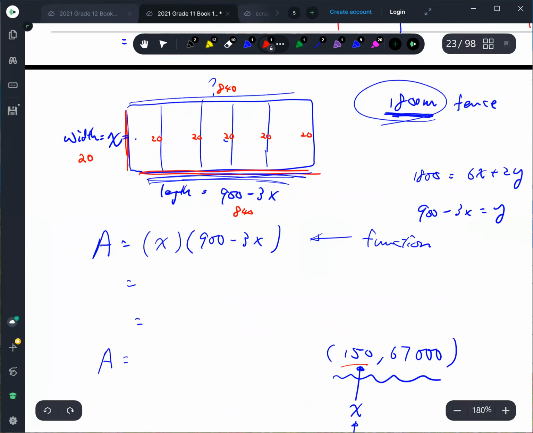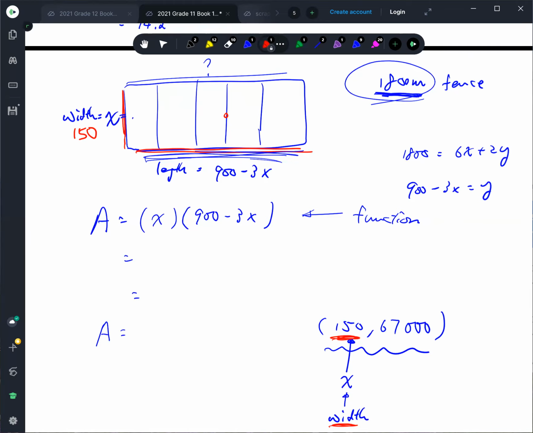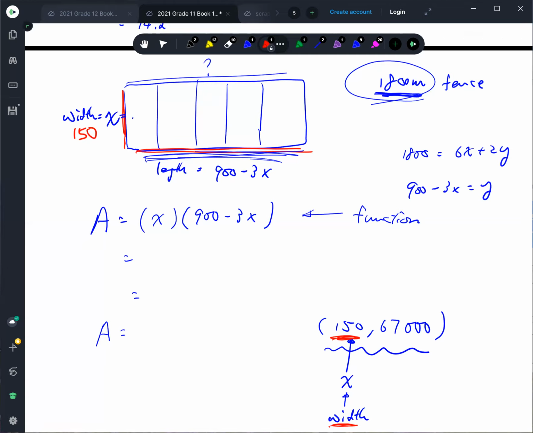So back to the question, right? You found the vertex. The x is the width. How do you find the length? You plug it into the 900 minus 3x. Okay, what do you get? Can you tell us? 4,500. Try one more time. Okay. 900 minus... What do you get? 450. Okay, not 4,500. Okay, 450, right? So that's the length, that's the width.